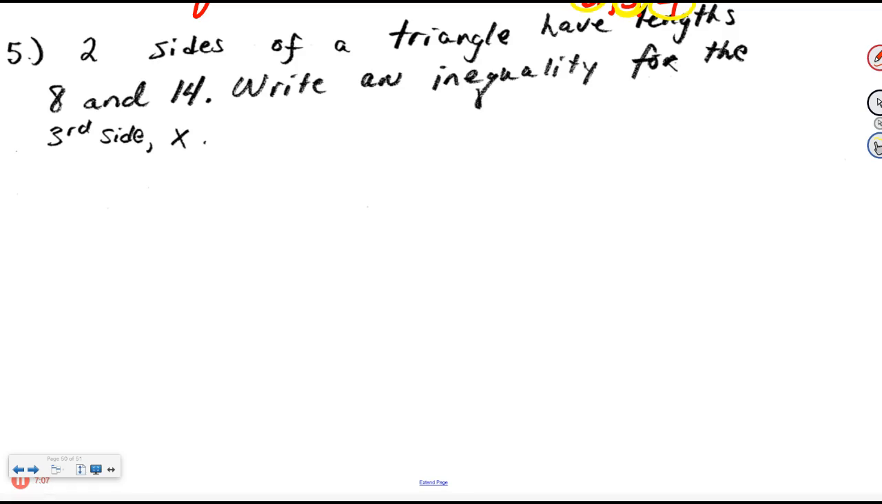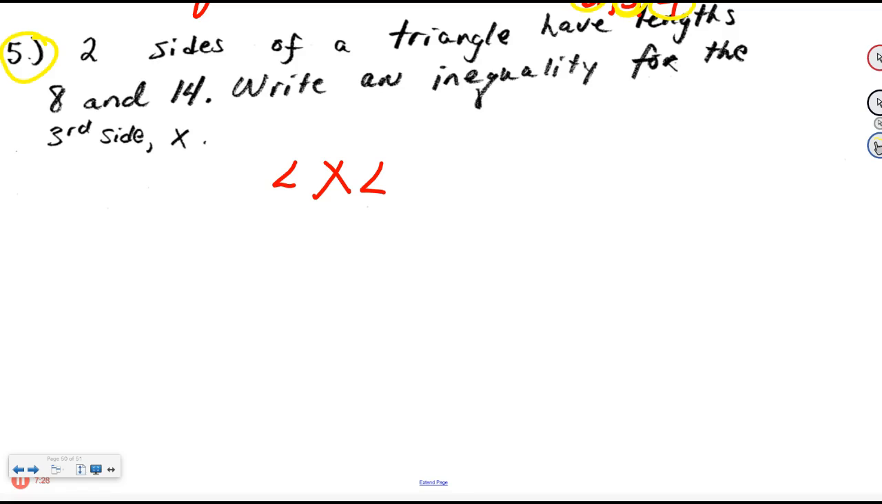Number 5, 2 sides of a triangle have lengths 8 and 14. Write an inequality for the third side, x. And again, if this is multiple choice, you're going to have to match it. And this is on the back of your note card. It's one of the last things we did, so let the order that we did things help guide you on your note card. But you're going to see a bunch of x's squeezed between 2 numbers.